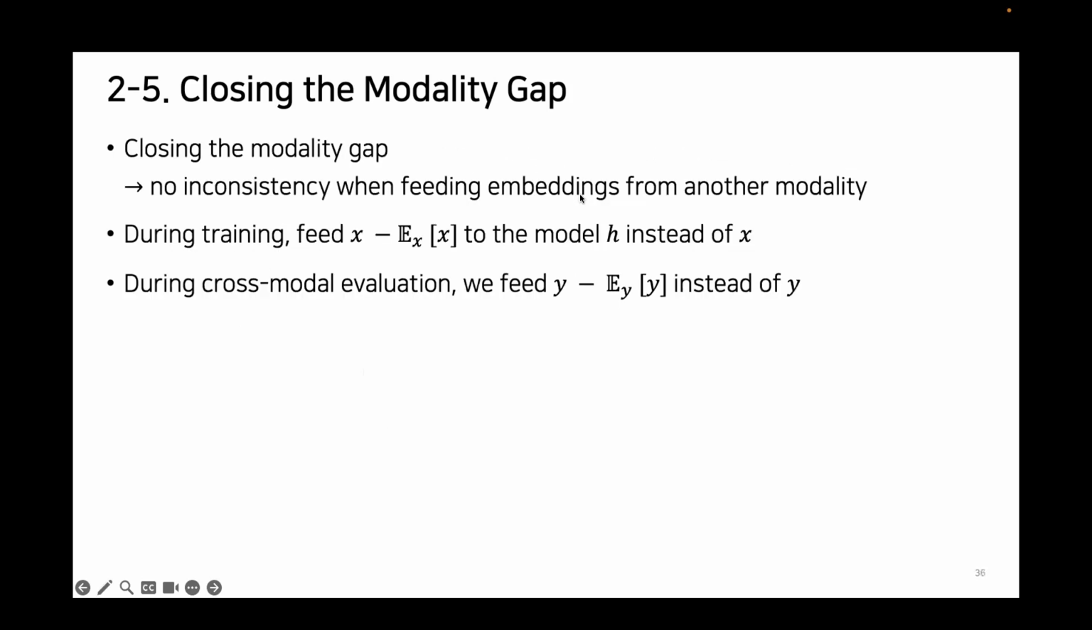Sorry, I didn't get that. From the last page, during training, the last layer H is trained with the modified version of the latent, x minus expectation, the average, so that it can discard the offset, right? That's right.